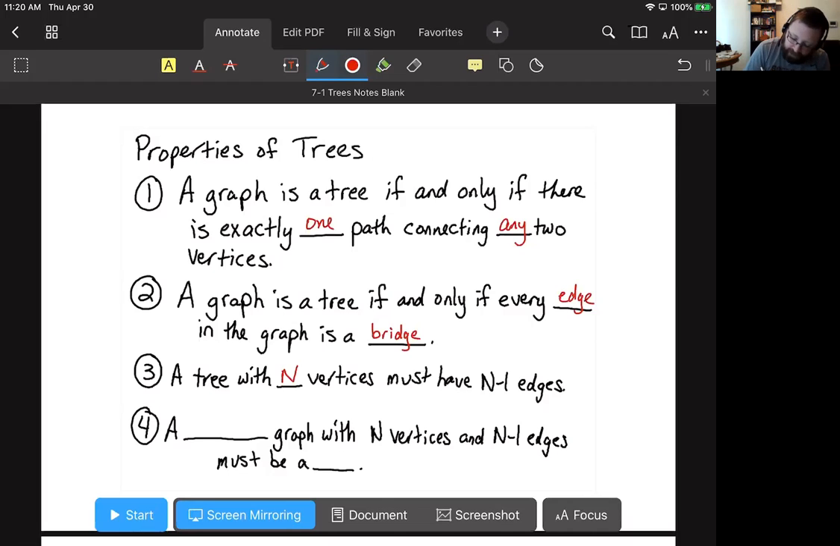Similarly, a connected graph that has n vertices and n minus 1 edges has to be a tree. There's no other way to have that happen. Okay? A connected graph with n vertices and n minus 1 edges must be a tree.